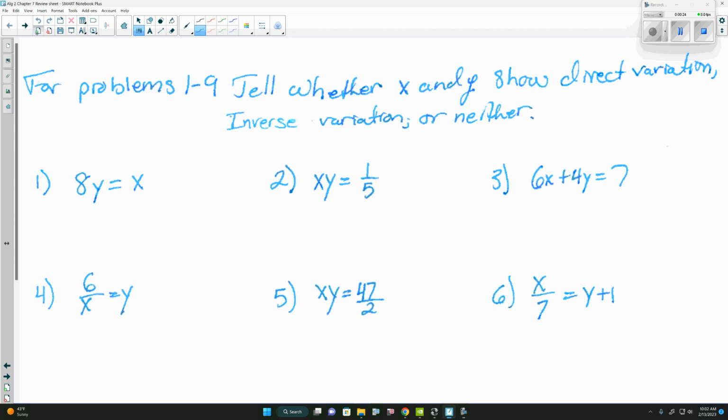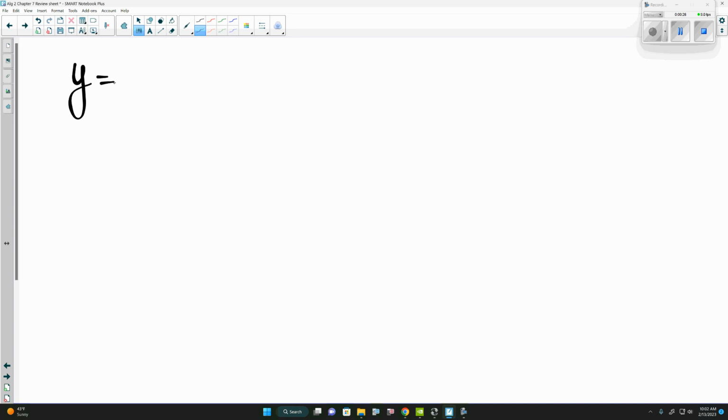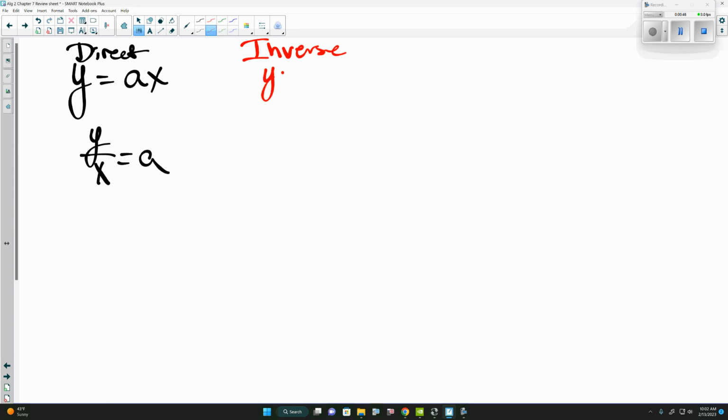Now we talk about direct variation. Direct variation comes in the main form of y is equal to a times x, where a is our constant amount. Now we can have this in another form of y over x is equal to a, and both of these are direct variation. Now we also have inverse variation, which comes in the form of y is equal to a divided by x. Or another variation of this is y times x is equal to a. And again, a in both cases is a constant amount.